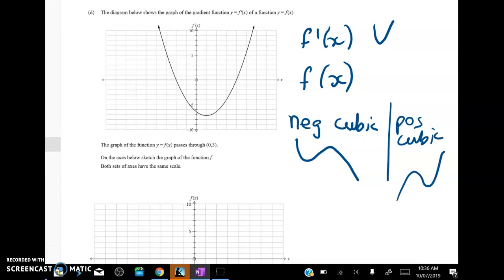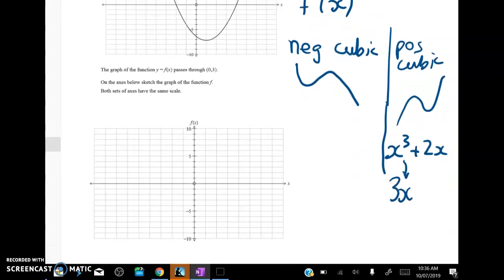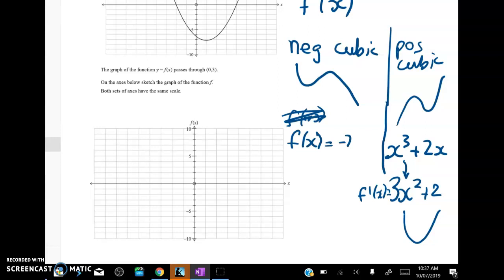For example, if we had x cubed plus 2x, this would be a positive cubic, and it would differentiate to give me f dash of x is equal to 3x squared plus 2, right? So we know that we'd get that shape. If we had a negative cubic, for example, suppose I had f of x is equal to negative 2x cubed plus 9, then f dash of x, the gradient function, would be negative 6x squared. So the negative cubic gives me an upside down parabola. The positive cubic gives me an up the right way parabola.